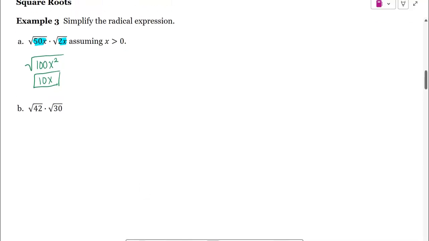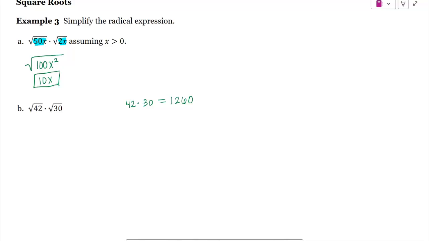For example B, I could multiply 42 and 30 together, but then I'm going to get some large number and I might not know how to break it down into smaller components. Let's see, what's 42 times 3? Sorry, times 30. 42 times 30 is 1,260. That's a number that I don't know whether it's a perfect square.